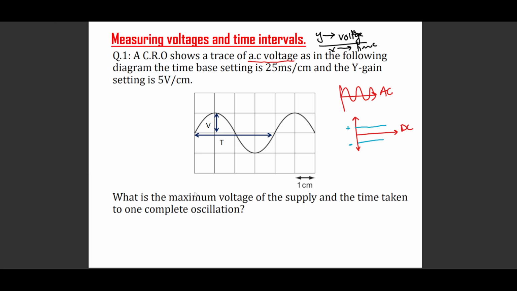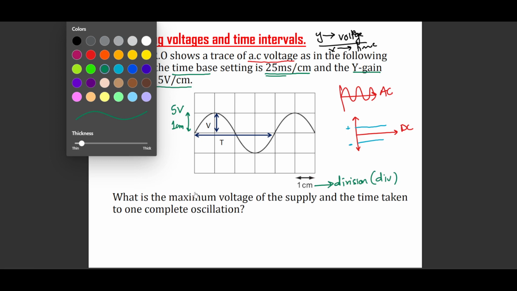Okay, so the time base setting is 25 milliseconds per centimeter. Now this is per centimeter, which means this is one division that I was referring to, right? Which is sometimes referred to as div. So this 1 centimeter represents 25 milliseconds, and the y-axis or the y gain, which is the voltage, is 5 volts per centimeter, which means one division of 1 centimeter will represent 5 volts, right?